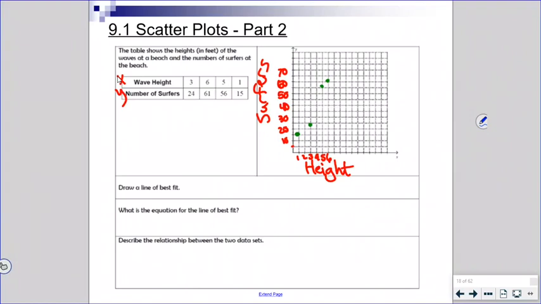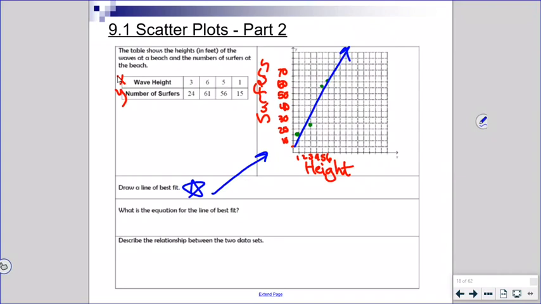Oh, look at that. Draw a line of best fit. Well, let's draw that line of best fit. There's my line. Right through the center. Yeah, I guess you could say that that is the positive correlation. What is the equation of the line of best fit?